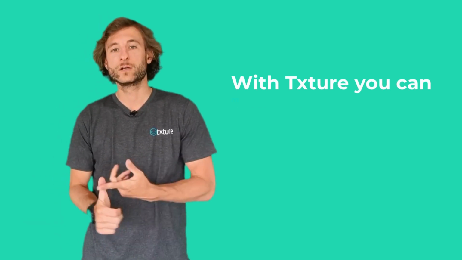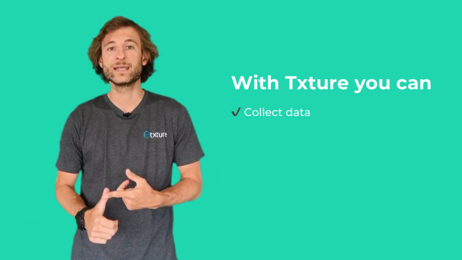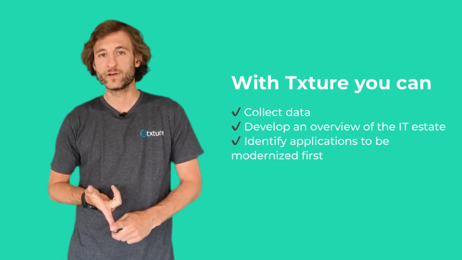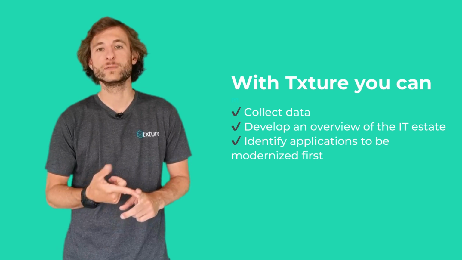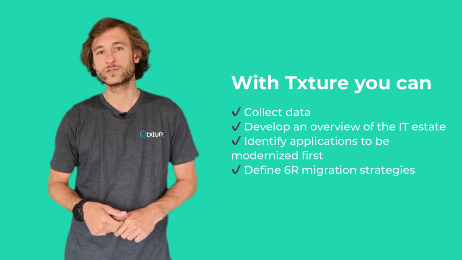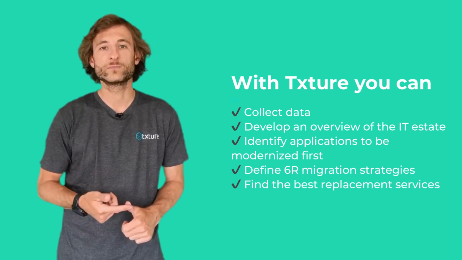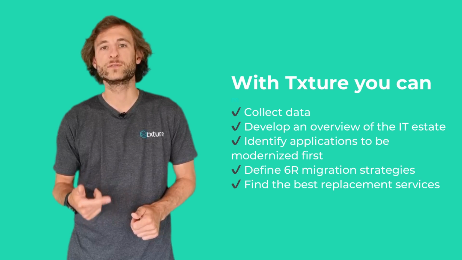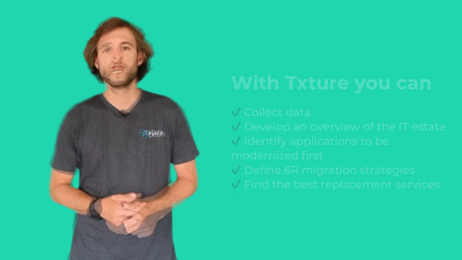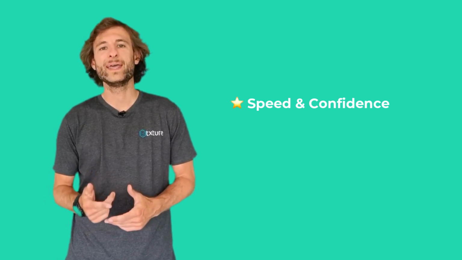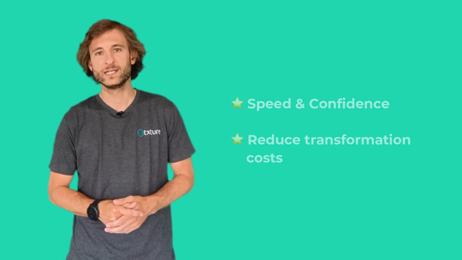With the Txture platform, you can collect information about your existing applications and develop a complete overview of your current IT estate. You can identify applications that should be modernized in priority and define the best migration strategy based on the 6R framework. And finally, you find the best replacement alternatives in the cloud thanks to the unique cloud knowledge base of Txture. This brings speed and confidence at every stage of your cloud transformation journey and helps you to reduce transformation costs. Now, let's have a look at how the platform works.